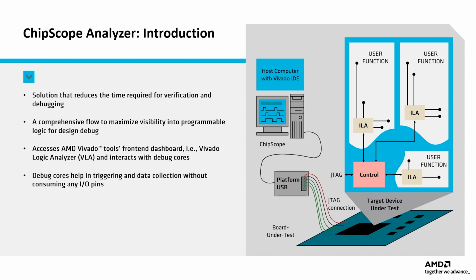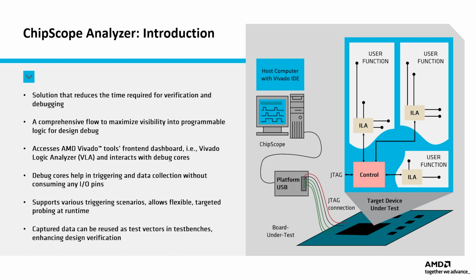It uses the debug cores for triggering and data collection without consuming any I/O pins, as data is captured through the device JTAG pins. It supports various triggering scenarios, allows flexible, targeted probing, and configures most debug parameters at runtime, ensuring adaptability. Additionally, captured data can be reused as test vectors and test benches, enhancing design verification. A single JTAG connection simplifies both programming and hardware debugging.